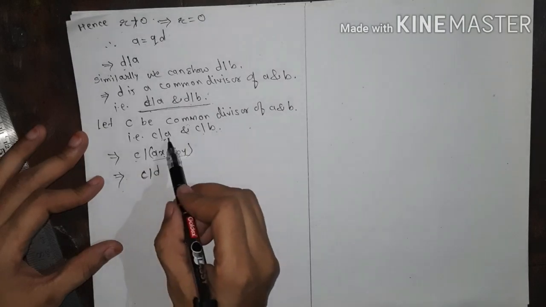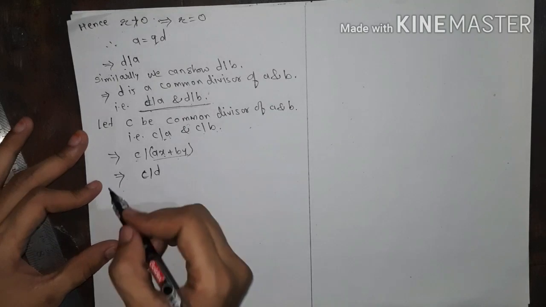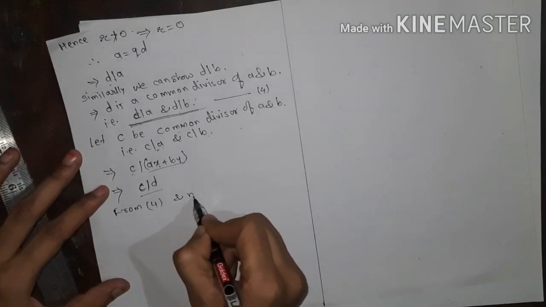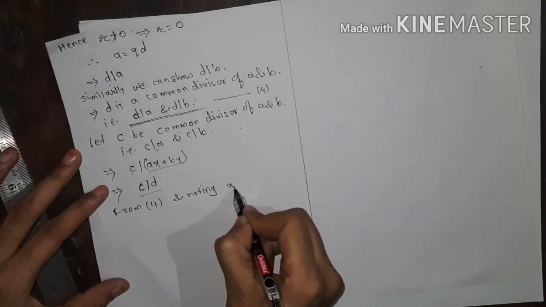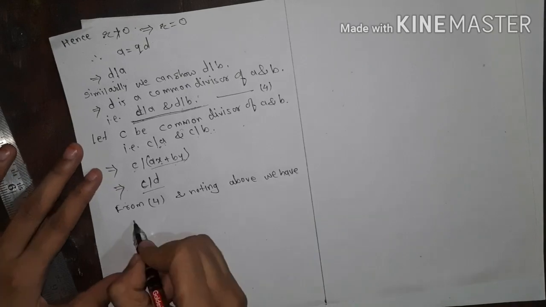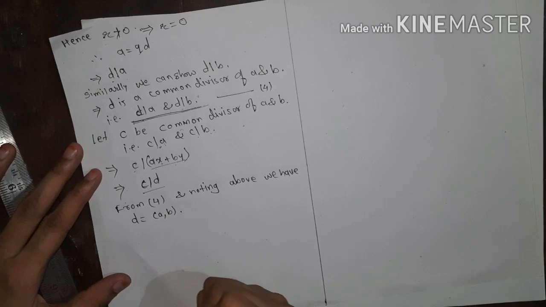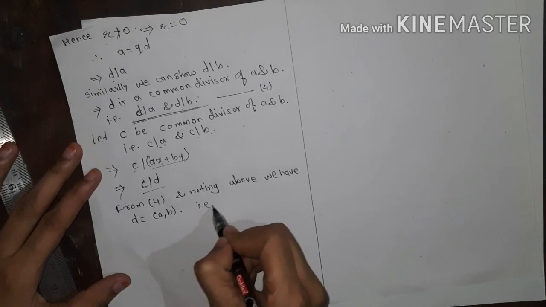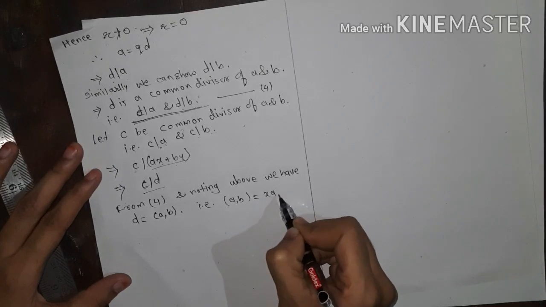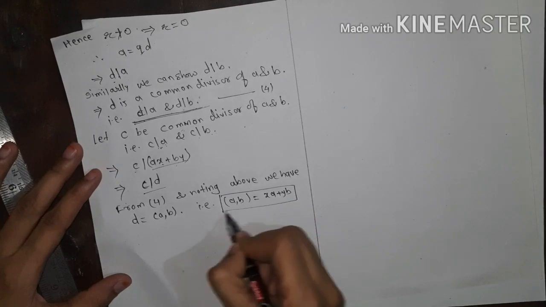Okay, because c divides any linear combination of a and b, so c divides d, and hence from 4 and the above, we have d is equal to the GCD of a, b. That is, the GCD of a, b is written as a linear combination of a and b. Okay, hence the proof.